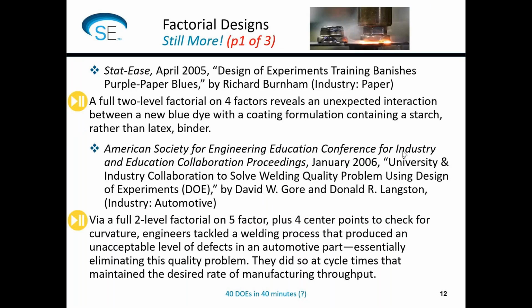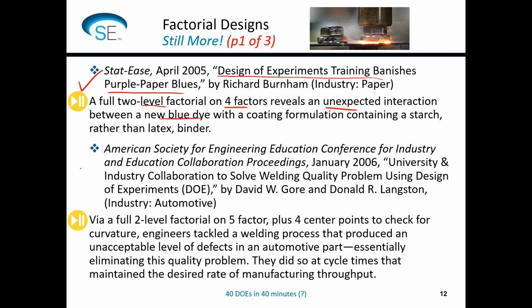All right, still more. 3 more pages of factorial design. So what's next here? How about paper industry? An unexpected interaction with a new blue dye. And so they understood better how to manage that dye with a full 2-level factorial and 4 factors. So you can go back and read more about that in this article called Design of Experimental Training Banishes Purple Paper Blues. That's interesting.